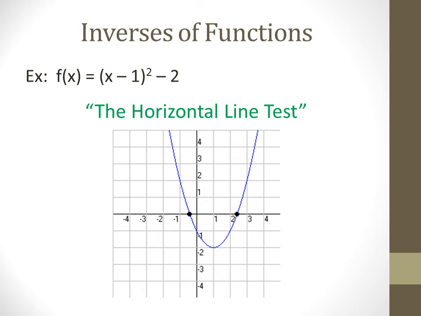But what the horizontal line test does for us is it determines whether the inverse is a function. So what it says is if we place a horizontal line, as shown here, and the horizontal line hits twice throughout the graph, we say that the inverse is not a function here. But the original function is a function.